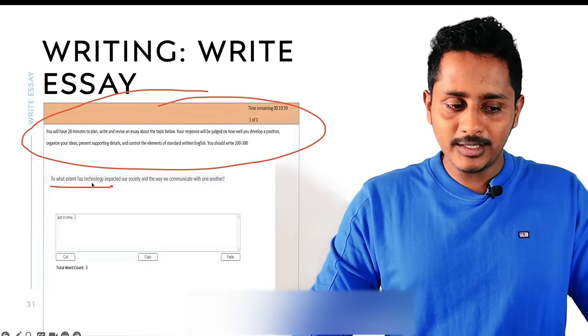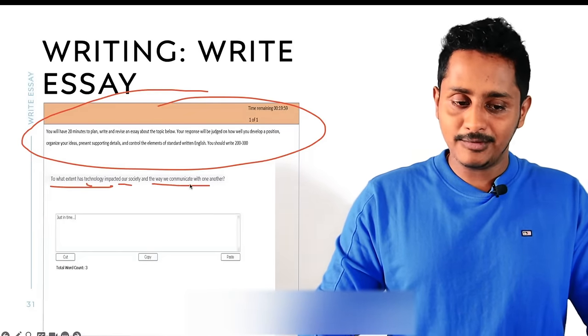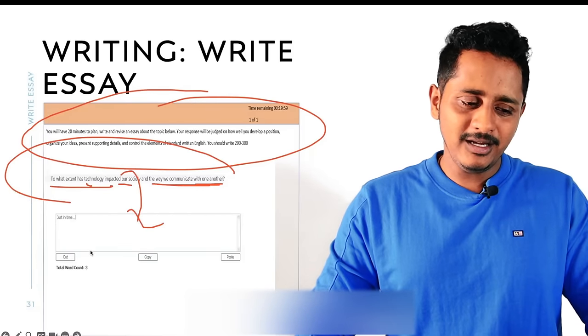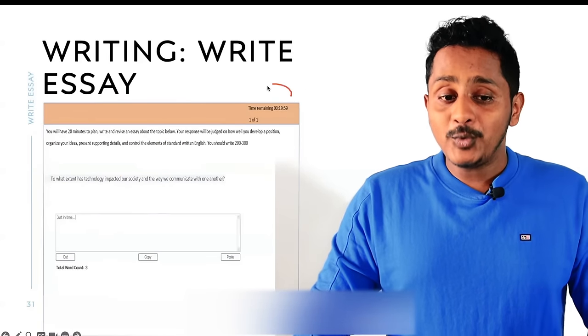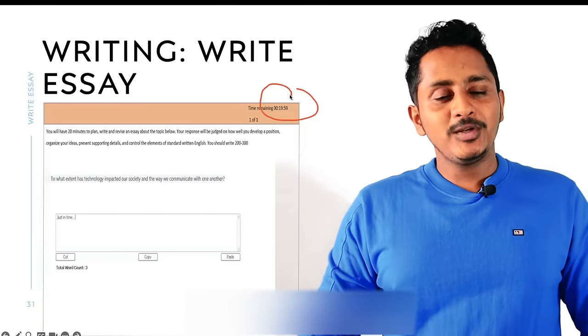Correct? To what extent has technology impacted our society and the way we communicate with one another? Anything you write here, the word count will be displayed. You'll be knowing how many words you have entered. 20 minutes will be given for your essay. Within 20 minutes, you have to finish.